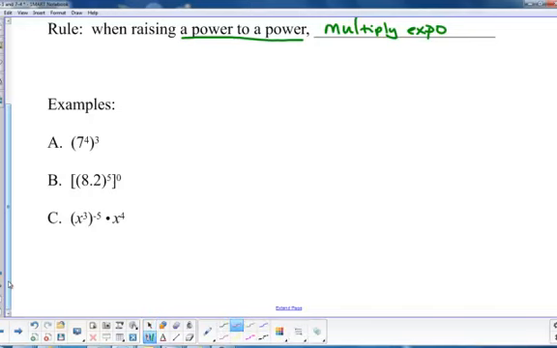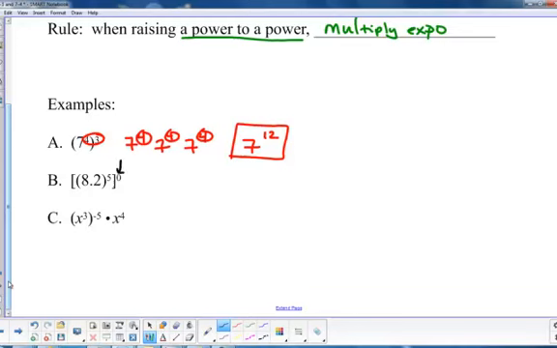So 7 to the 4th cubed means you have 3 7 to the 4th. So that'd be 7 to the 12th. 4 times 3 is 12. 4 plus 4 plus 4 is 12. Either way, you get 7 to the 12th.